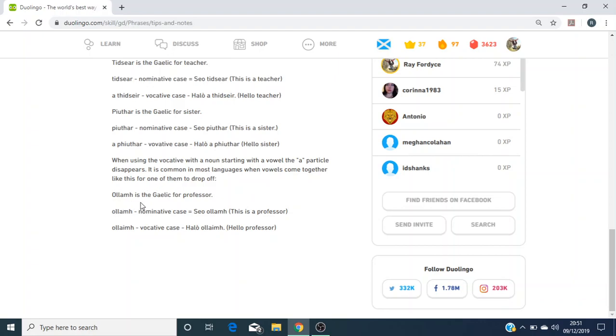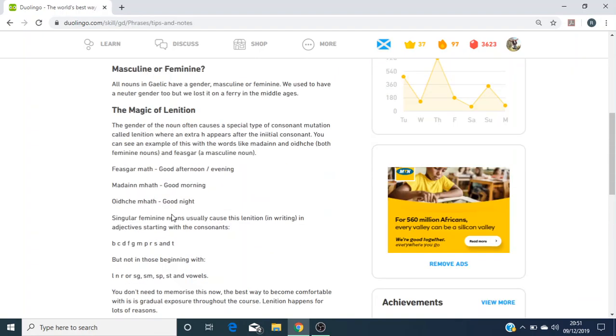Right. So here's an example. Ollamh is Gaelic for professor. Ollamh is the nominative case. Seo ollamh, this is a professor. And ollaimh, there is another little thing there. They've added an I into it. Ollaimh, the vocative case. Hello, professor.